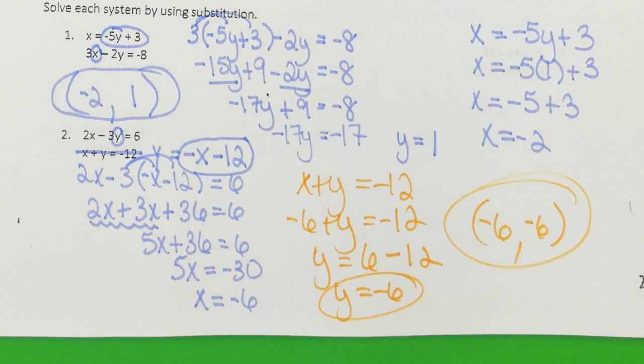So if you were to graph those, what would happen at -6, -6? Points, they would cross right there, correct? So what would we call this one? Consistent and independent. Independent, right? Is everybody okay? Anybody lost?